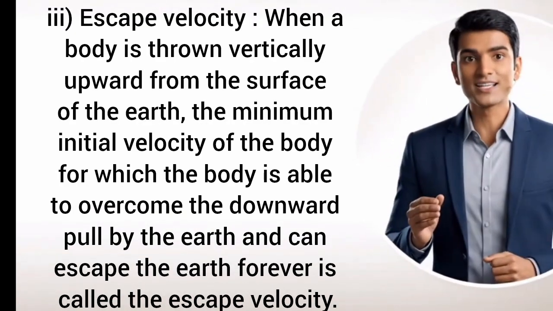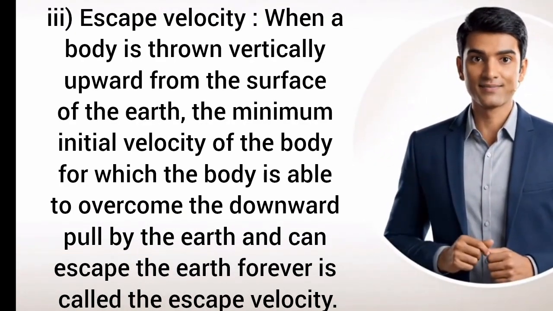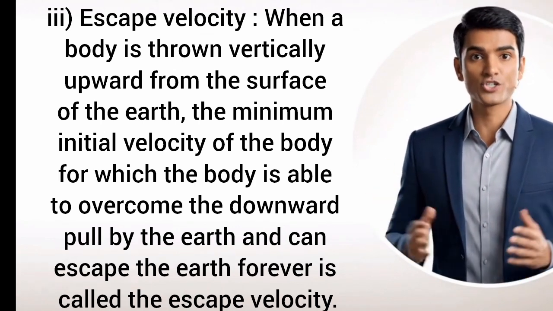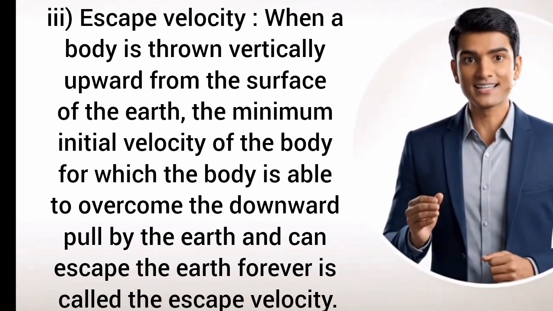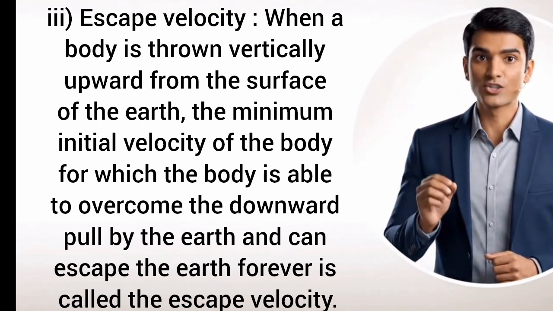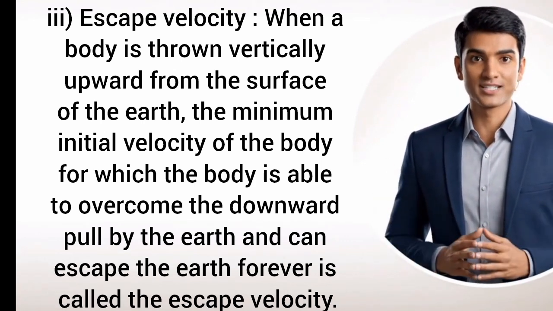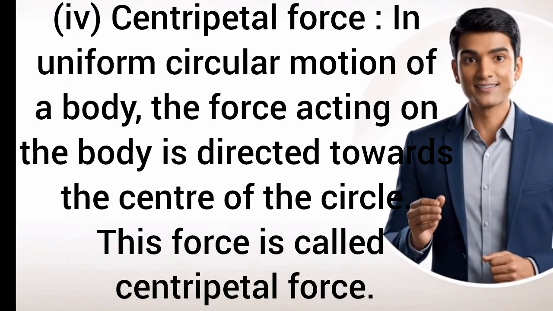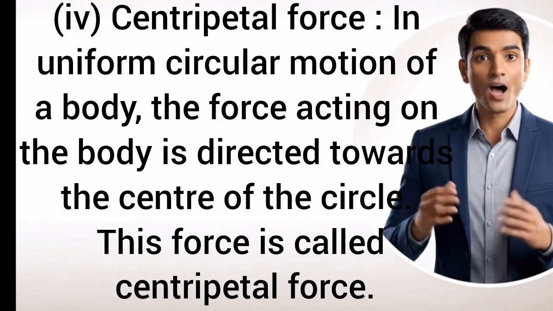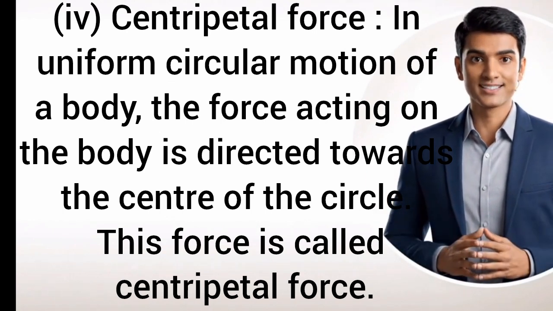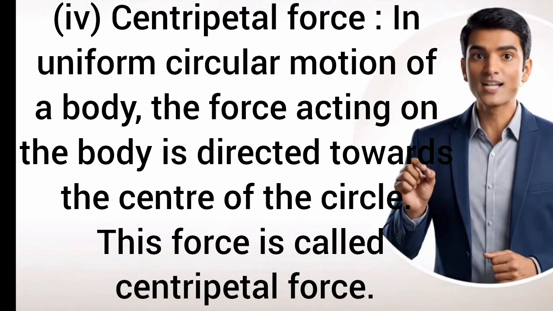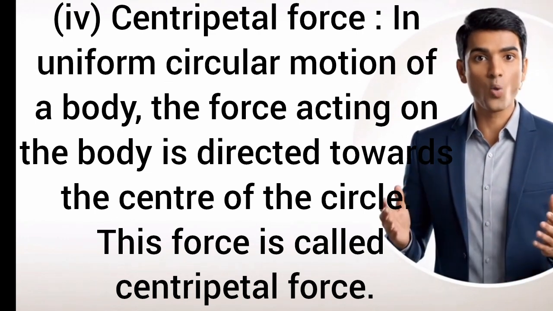3. Escape velocity. When a body is thrown vertically upward from the surface of the Earth, the minimum initial velocity of the body for which the body is able to overcome the downward pull by the Earth and can escape the Earth forever is called the escape velocity. 4. Centripetal force. In uniform circular motion of a body, the force acting on the body is directed towards the center of the circle. This force is called centripetal force.